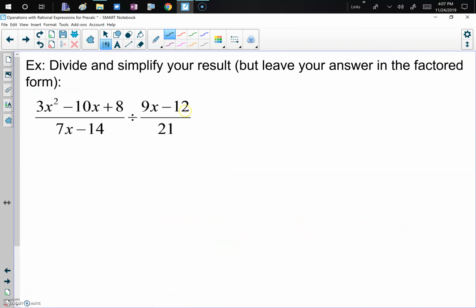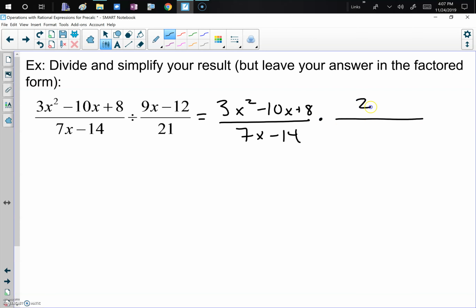All right, now this division is a little bit more complicated because now we have trinomials and binomials, but the procedure is the same. I'm going to keep my first fraction in the exact same format. I'm going to change division into multiplication and flip or reciprocate my second fraction. Then again, we want to factor everything so we can see if there's any common factors that we can go ahead and cancel out from our multiplication of our fractions.